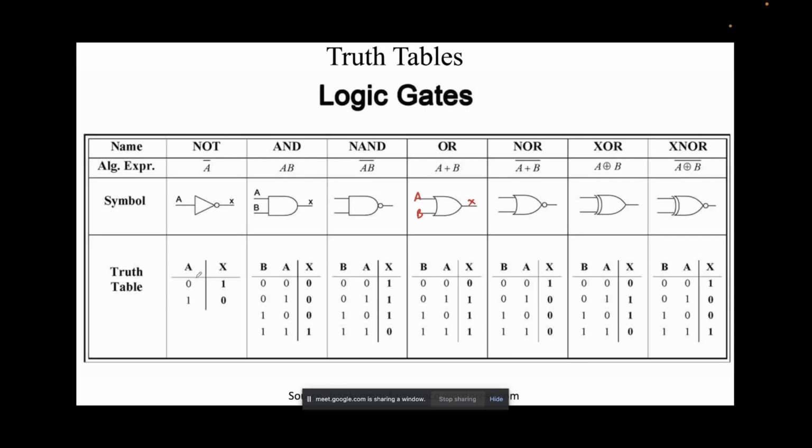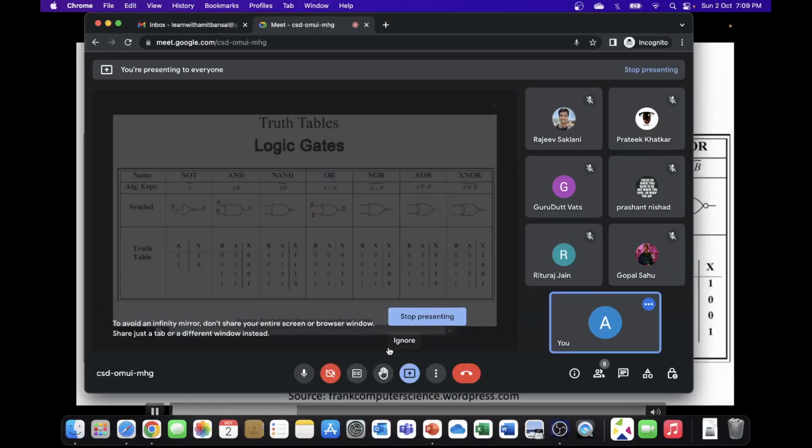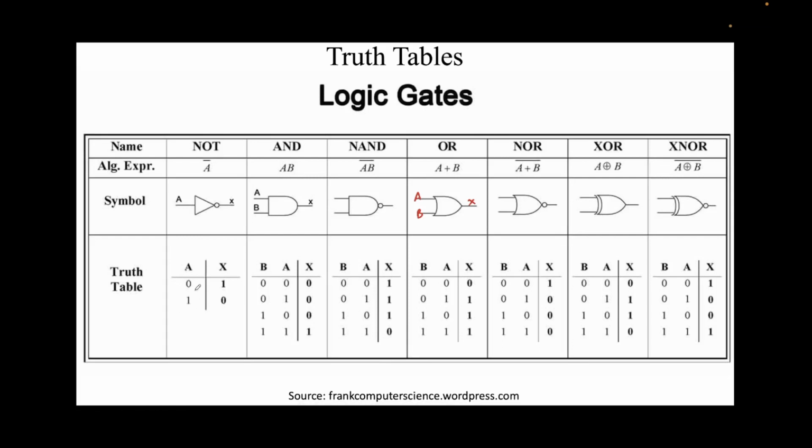It lists all the possible combinations. So for instance, when there is only one input, it can be either true or false. And then based on these sets of input, we try to obtain the outputs. So for instance, in a NOT gate, there are only two possible combinations: the input is low and the input is high. So we've listed them.